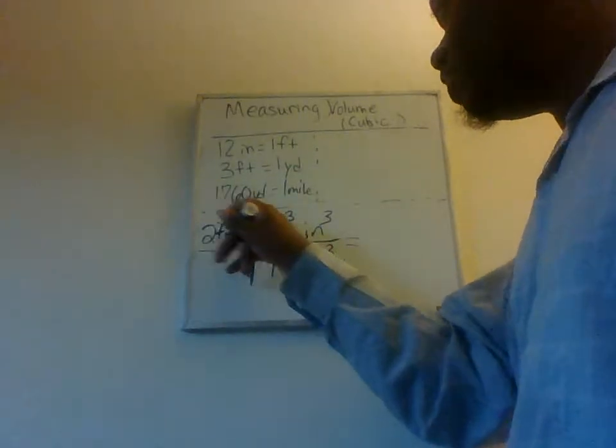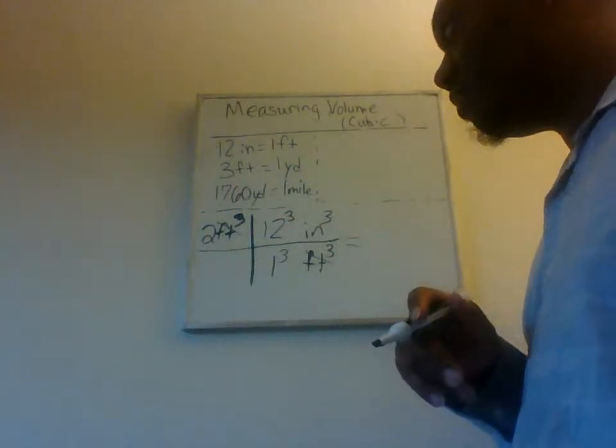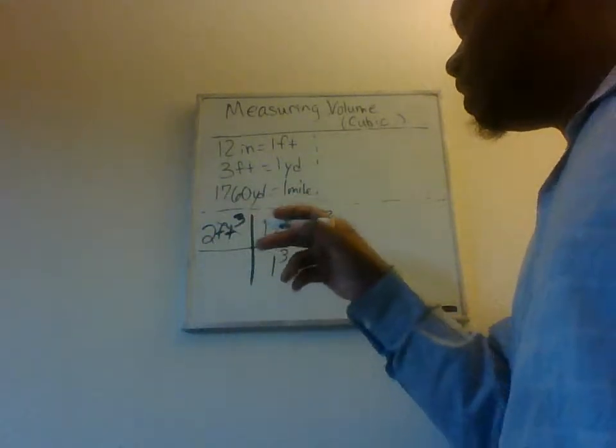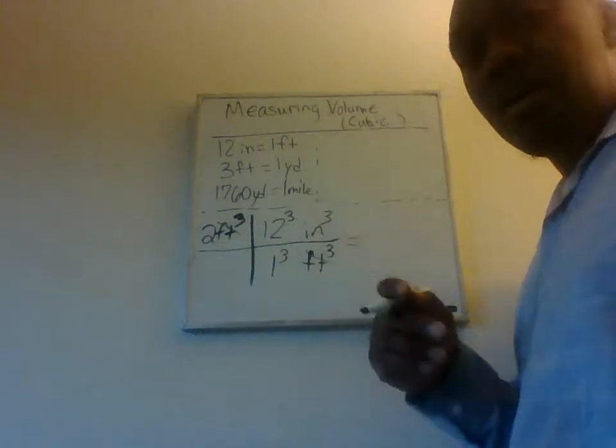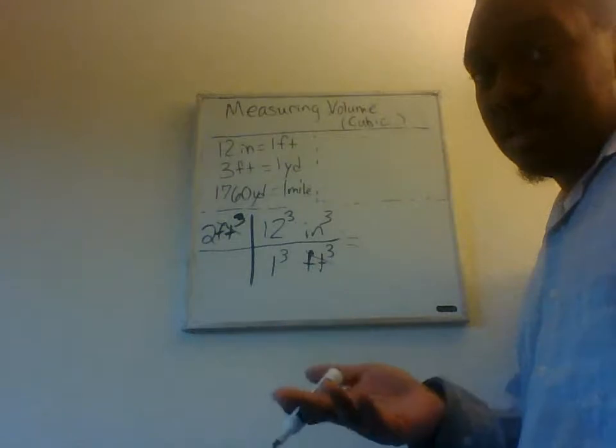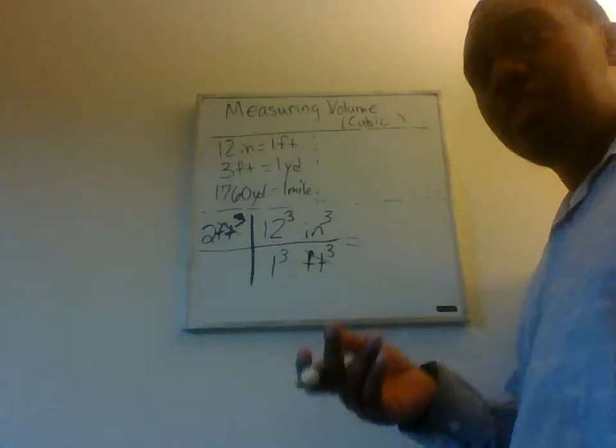Well, we know that our feet cubed, or cubic feet, would cancel, or they would divide to 1, simplify, however you want to say that. We then would have 2 times 12 to the third power. 12 to the third power is 1,728. Multiply that times 2, you get 3,456.